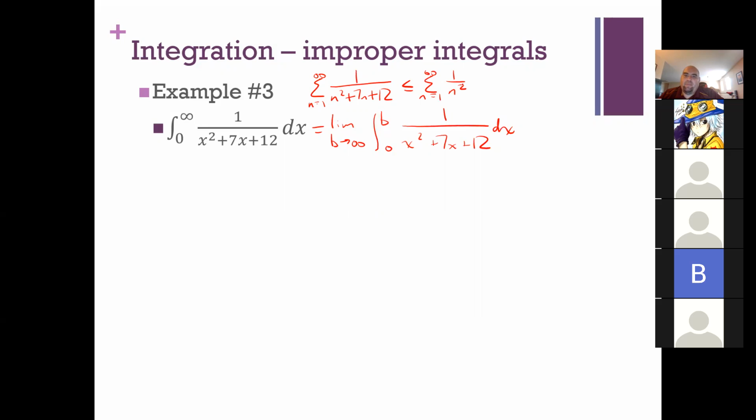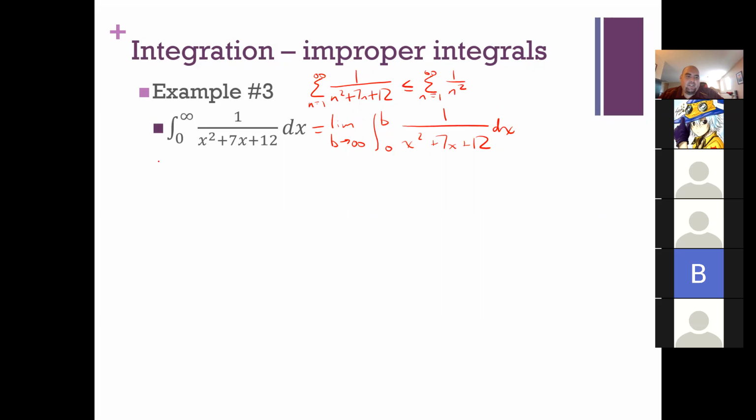Yep. So 1 over n squared is going to be bigger. This denominator is going to get even bigger when I add 7n and 12, because n's always positive. So hopefully that tells you that this integral should have a limit. It should converge to a value that we can find.